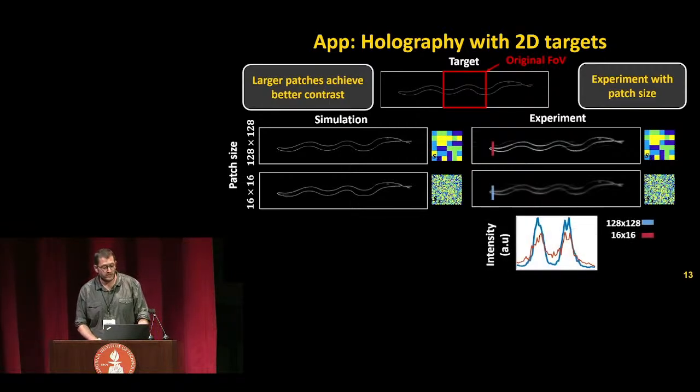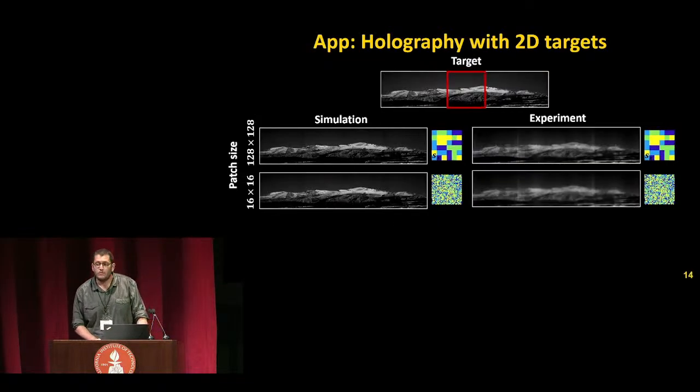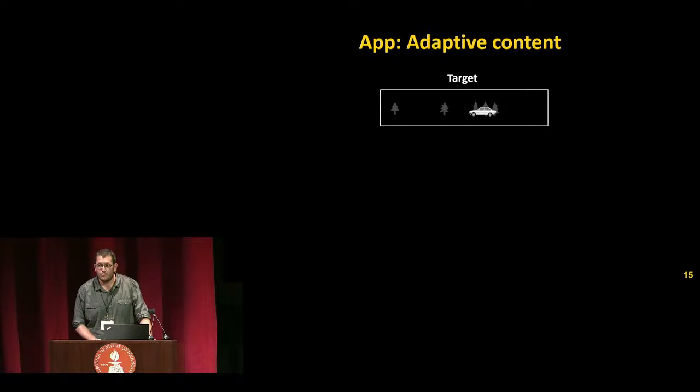So to better visualize the contrast difference, we present here a cross-section of the snake's tail in real and simulation captures. We also show the ability of our system to generate more complex content, showing a 2D panoramic image. Now, one advantage of our system is that we can adapt the slope assignment based on the target image.